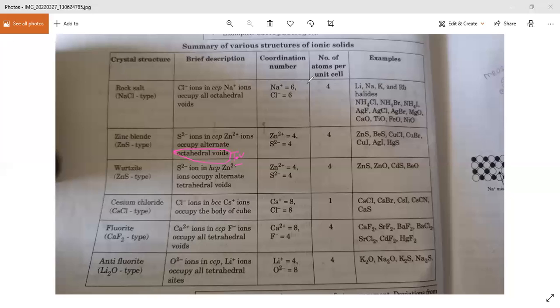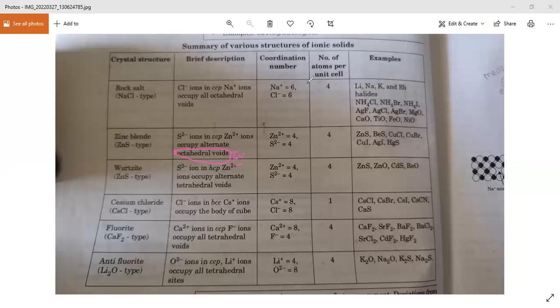tetrahedral site. But in this case, the coordination number will be different for both calcium and the fluorine. For the calcium, the coordination number is 8, and for the fluorine, the coordination number is 4. But total number of atoms per unit cell will be 4. Effective number of atoms per unit cell will be 4. Which is mostly common in the case of CaF2, SrF2, BaF2, BaCl2, SrCl2, CdF2, and HgF2. So these are the compounds which will show the fluorite type of structure.